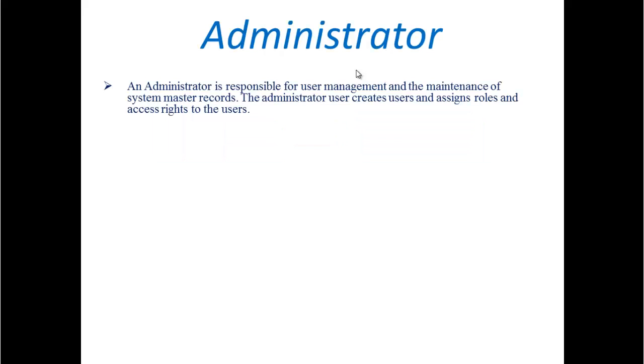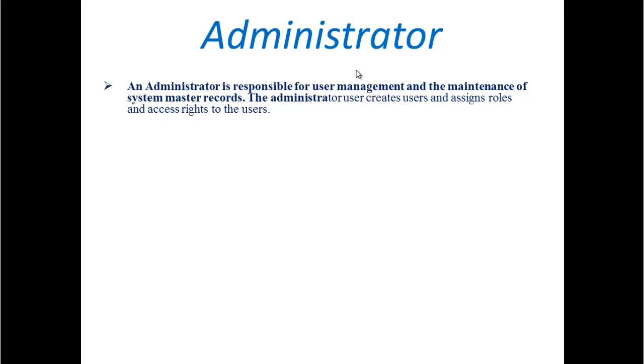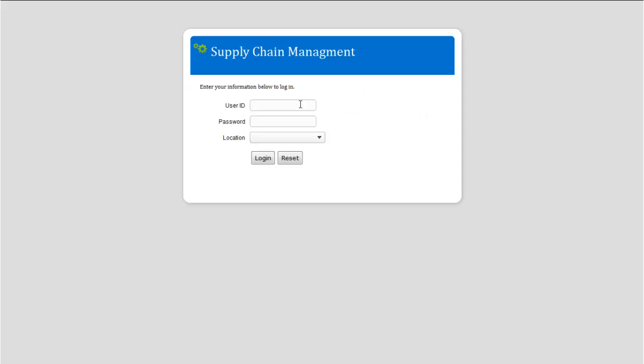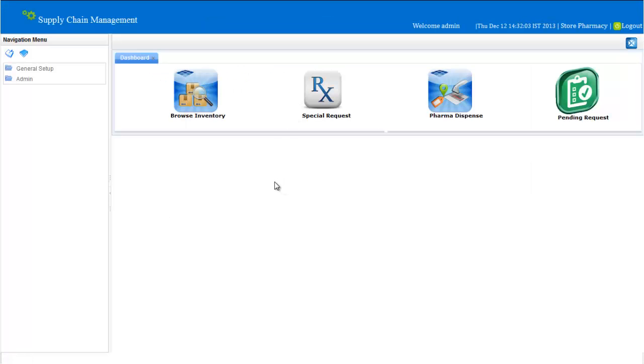Administrator. An administrator is responsible for user management and the maintenance of system master records. The administrator user creates users and assigns roles and access rights to the users. Let's log in by using administrator credentials. After logging in successfully, it will display the home page.